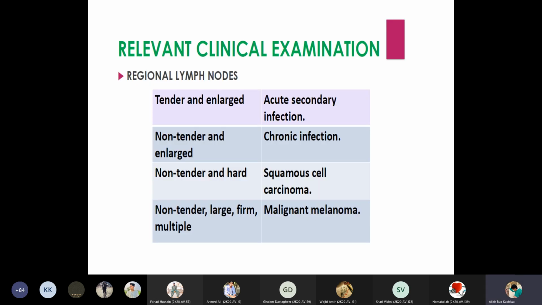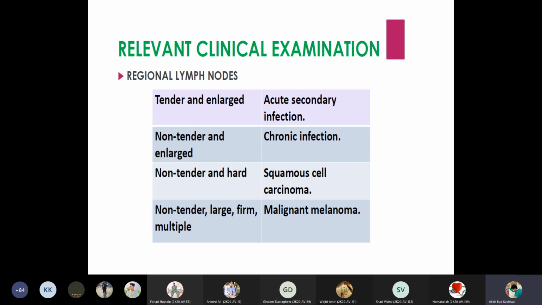The regional lymph nodes: tender and enlarged indicates acute secondary infection, non-tender and enlarged indicates chronic infection, non-tender and hard indicates squamous cell carcinoma, non-tender, large, firm and multiple indicates malignant melanoma.